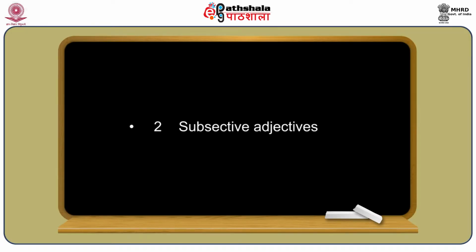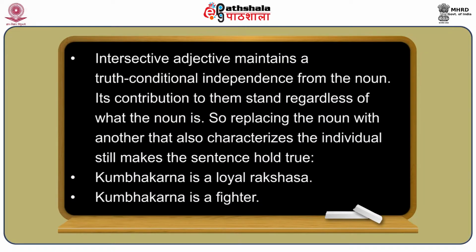Subsective adjectives. Okay, so we just saw examples of intersective adjectives. They have a relatively simple semantics. The next level of complexity is what you find with adjectives that are called subsective. Intersective adjectives maintain a truth conditional independence from the noun. Their contribution stands regardless of what the noun is. So replacing the noun with another that also characterizes the individual can still make the sentence hold true.